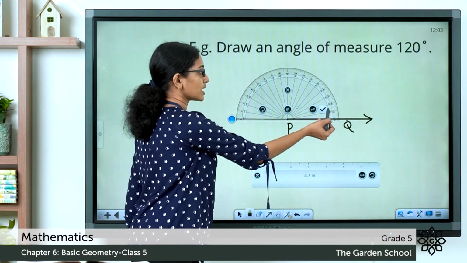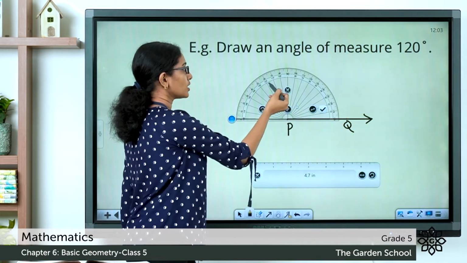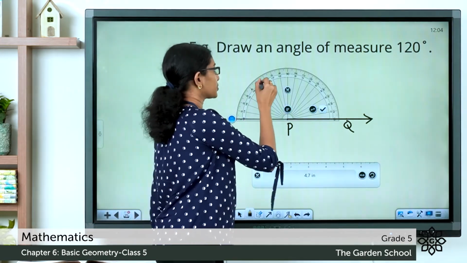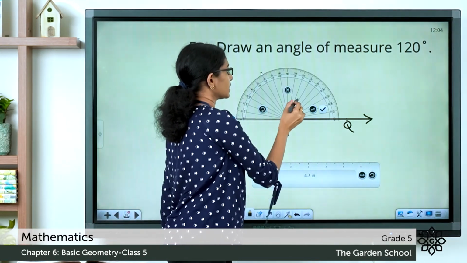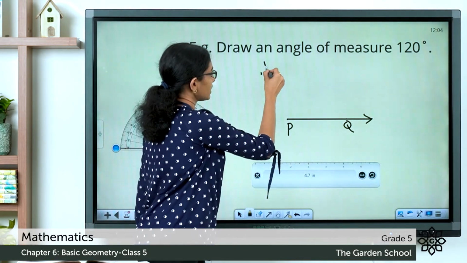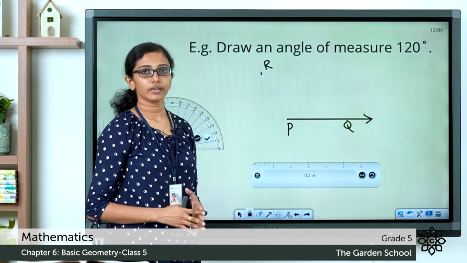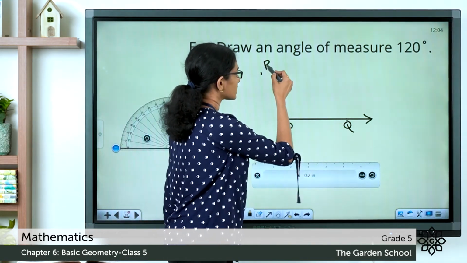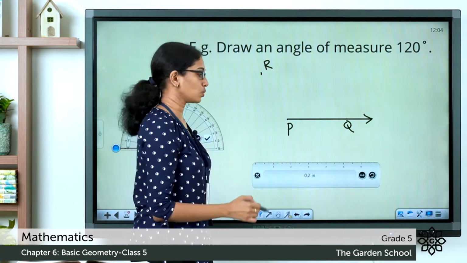So it's 0, 10, 20, 30. It goes on, and here we have 120 degree. Put a mark corresponding to 120 degree. Now set aside the protractor. Now let it be R. We have given a name to the point. And the next step is to join the points R and P using the ruler.